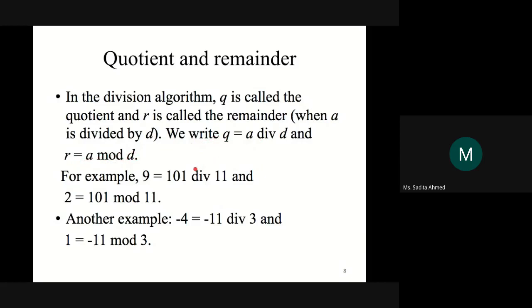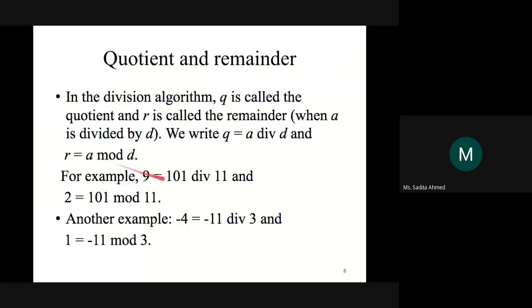If you try to divide the number A by the number D, where D is always a positive integer, the quotient of that division we get from the div function. A div D always gives us the quotient and only the quotient. The remainder of that division we get from the mod function. A mod D always gives us the remainder. So we use the div function and the mod function for these purposes.